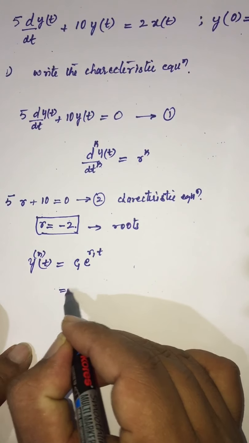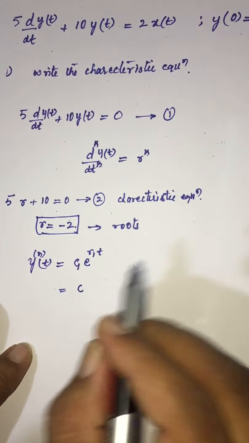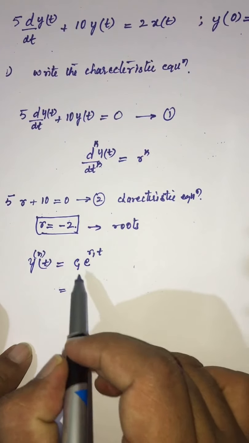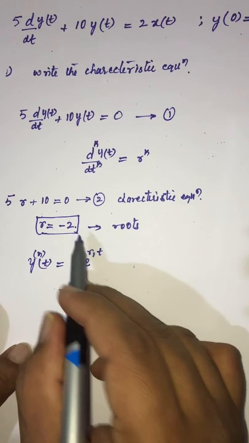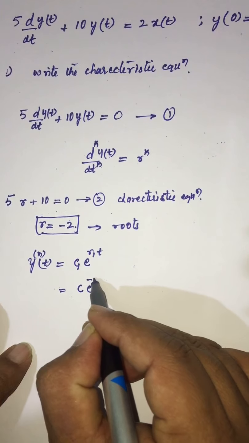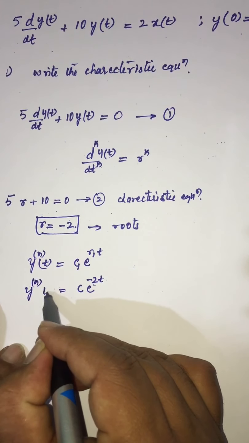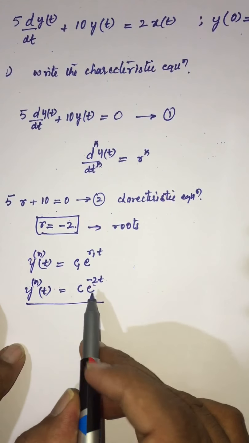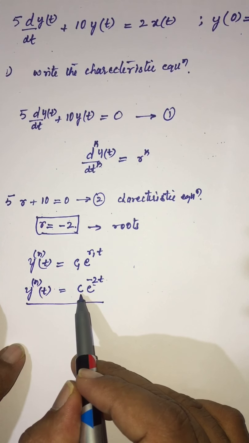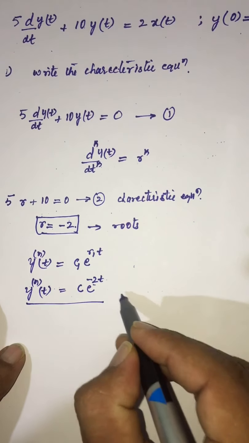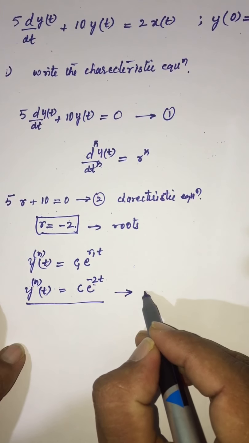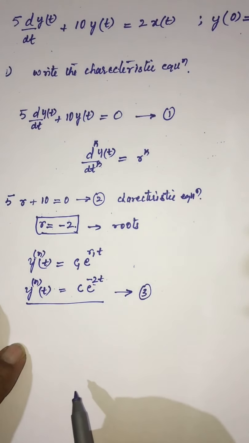Now upon substituting the value of r, it is c. There will be no c1 because there is only one root. Therefore c e to the power of r1, whose value is -2, therefore e to the power of -2 into t is the expression of the natural response. Now we have one unknown c here. Therefore we need to find the value of c. Let this be equation 3.